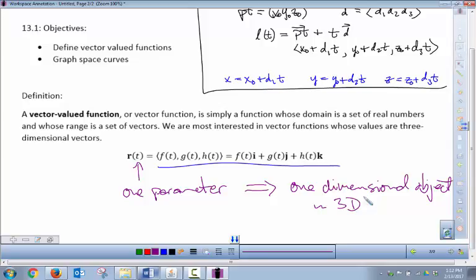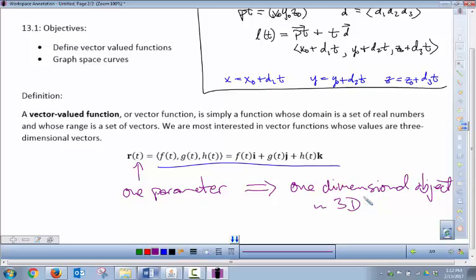Yeah. You have a function of t for every direction plotted in, right? So otherwise, if you had f of t i hat plus h of t k hat, you'd still have a curve, but that curve would be restricted to a plane. Yeah?